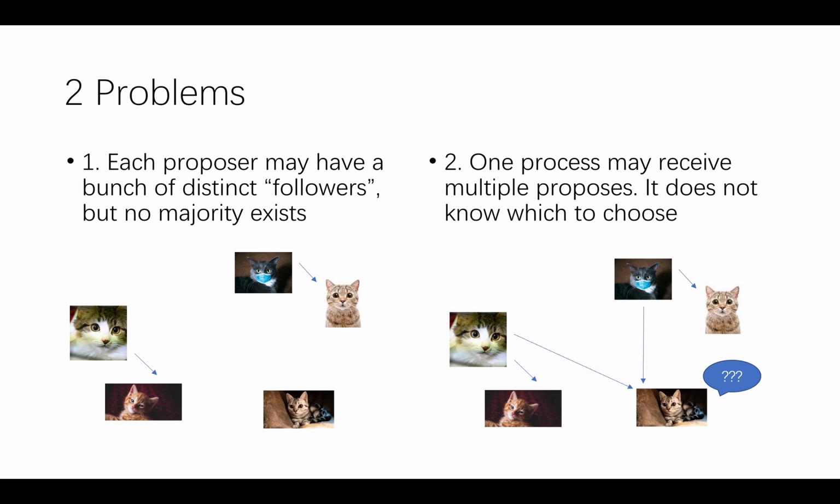The second problem is that a process may receive multiple proposals from different proposers, so that it doesn't know what to do. For example, in the picture, this cat receives different proposals from this masked cat and this green cat, and it doesn't know what to do.